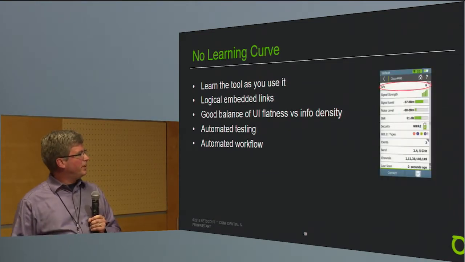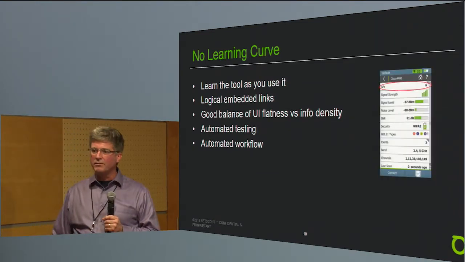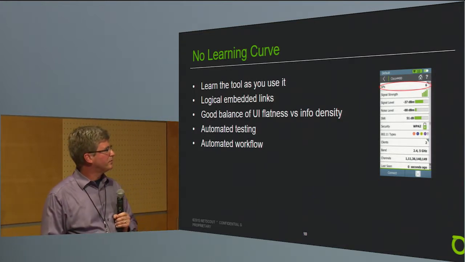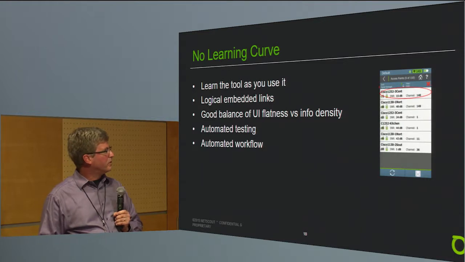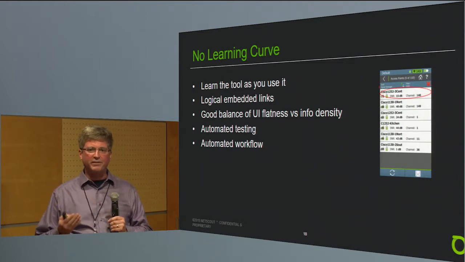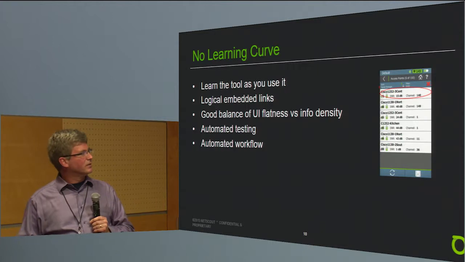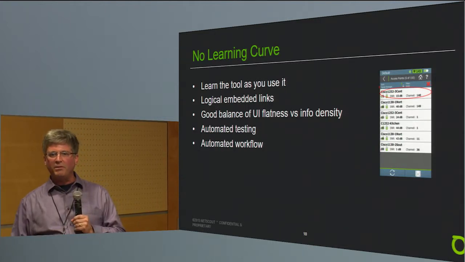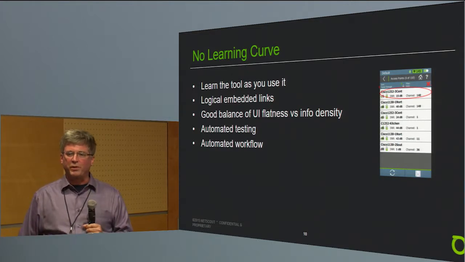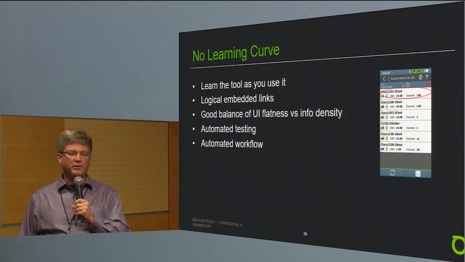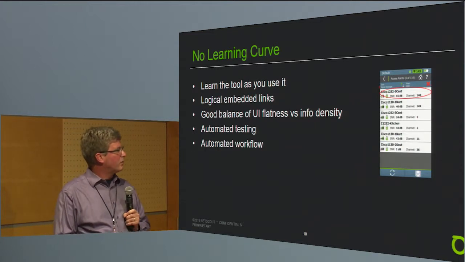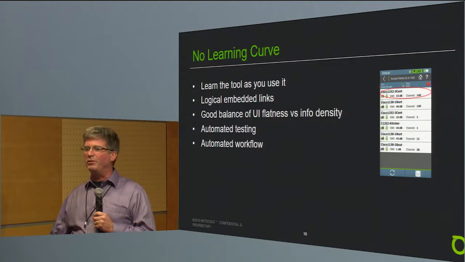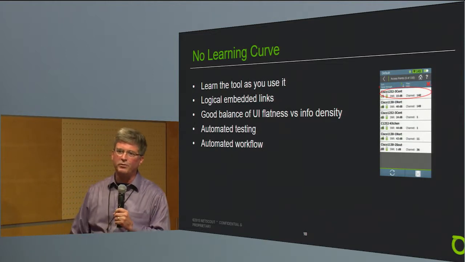This includes putting in logical embedded links, so links in the tool that make sense. You want to drill down from one area to another. But at the same time, of course, we need that balance of flatness of user interface, because obviously drilling down into things makes it a little bit less flat, but at the same time, you're presenting less data on one screen. It makes it more readable, easier to find what you're looking for. And of course, automated testing, automated workflows also help to reduce the learning curve for having to troubleshoot and do some of these things.